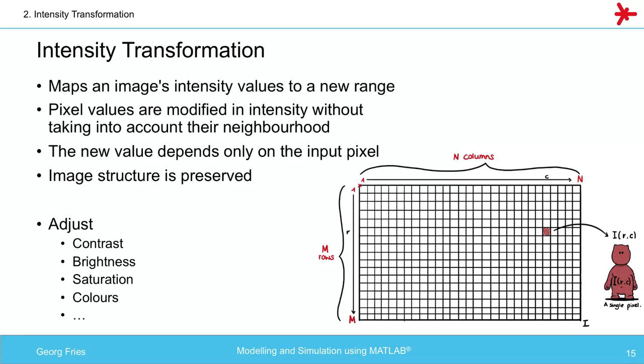Intensity transformation is an image enhancement technique that maps an image's intensity values to a new range. The pixel values are modified in intensity, but the neighborhood is of size 1 by 1. So the new intensity value depends only on the intensity value of the corresponding input pixel. You can adjust contrast, brightness, saturation and colors, but the image structure is preserved.